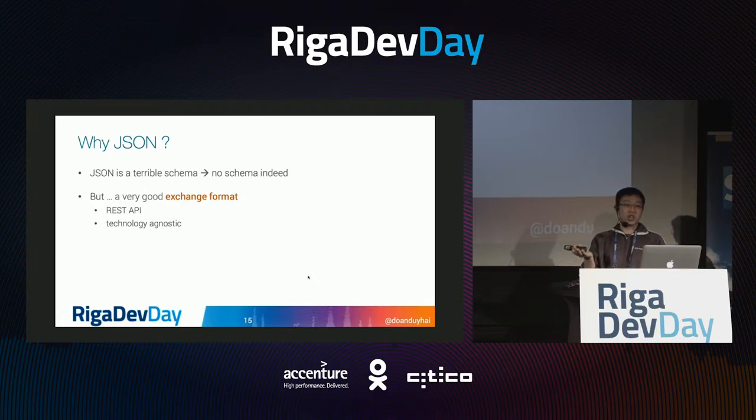Why JSON? Well, JSON is a terrible schema. In fact, it's not a schema. There is no schema with JSON, right? It's just a syntax convention. But it is a very good exchange format, because people are using JSON for REST APIs, and it is technology agnostic. It means that you can use JavaScript, Java, Scala, any language can handle JSON.